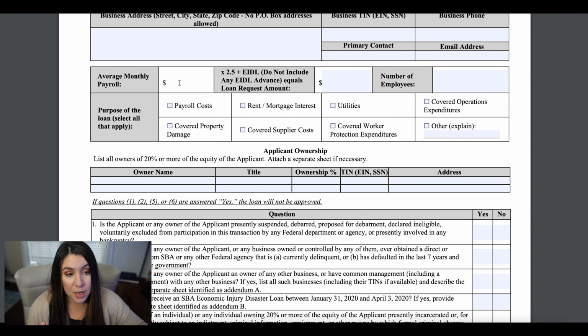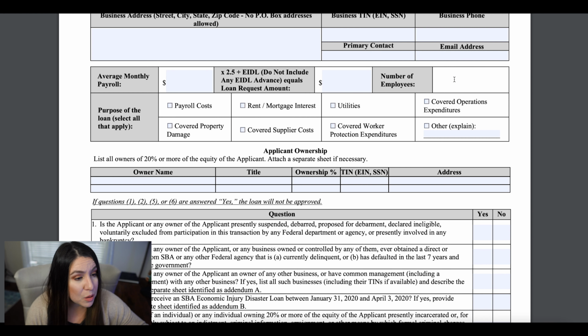And then you're gonna put in your average monthly payroll cost here, so whatever the amount is. You're gonna pull the amount for the year, divide it by 12, and that's going to be your average monthly payroll cost. Then you're going to take that number, multiply it by 2.5, then add the EIDL. It says do not include any advance. That will equal the loan requested amount. So you can put that there.